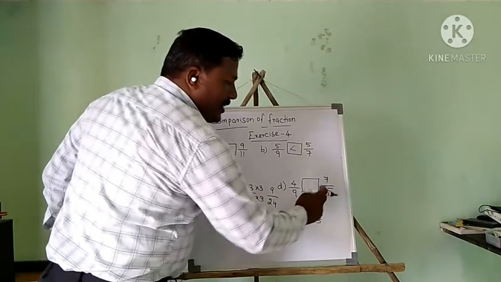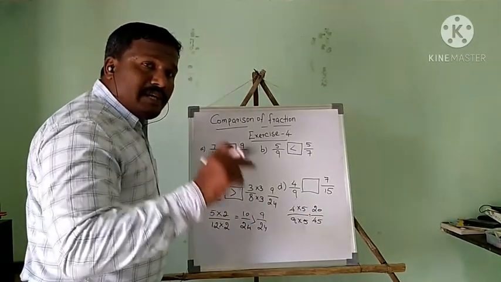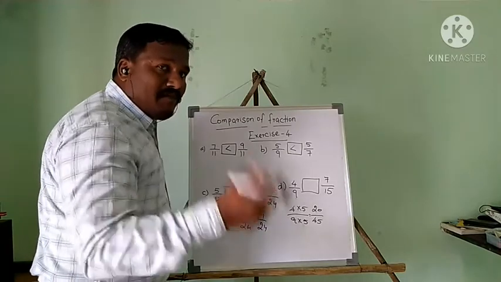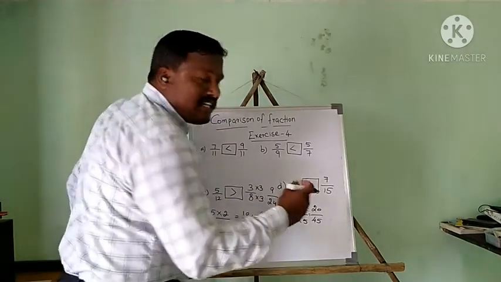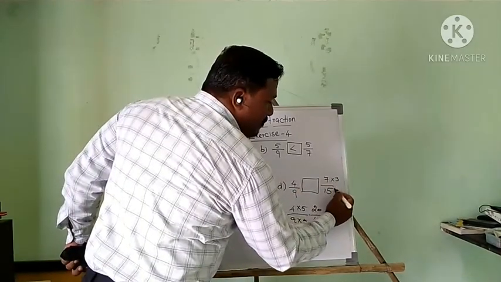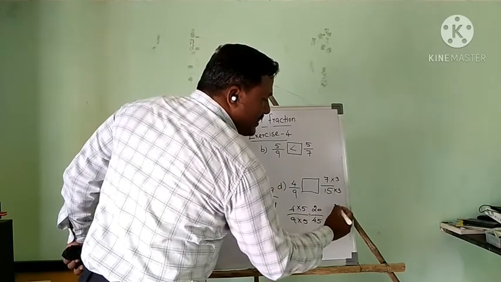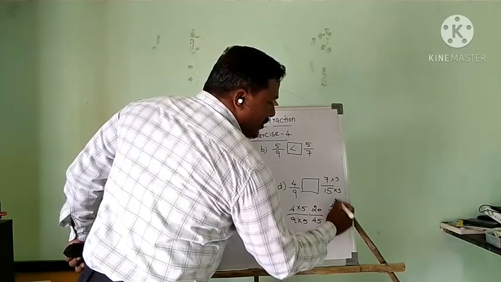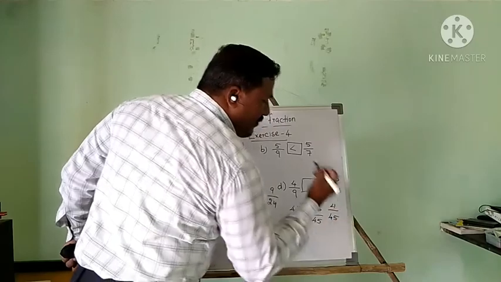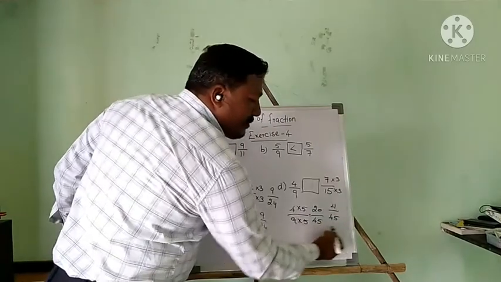Here 15 is there. Which number should we multiply with 15 to get 45? 3 15s are 45. So upside 3, downside 3. So 7 3s are 21, 3 15s are 45. Now both denominators are the same.